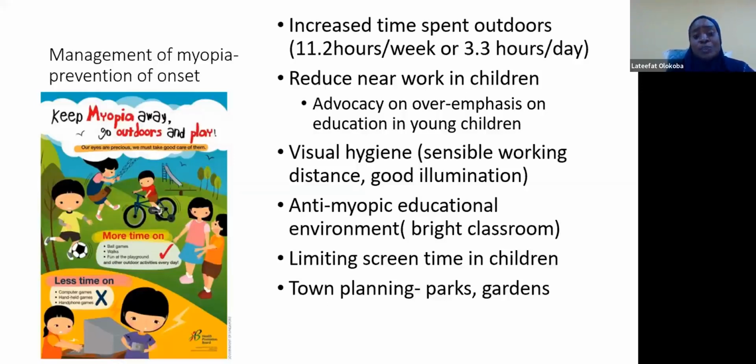Also, teachers and school owners or school management should be counseled on the need to have an anti-myopic educational environment, like bright, well-lit classrooms, to delay or prevent the onset of myopia in children. The picture on the left shows the advocacy or educational material developed by the government of Singapore to educate the populace on the need for children to have more time to play outdoors, in an attempt to reduce the onset and the incidence of myopia in school children.